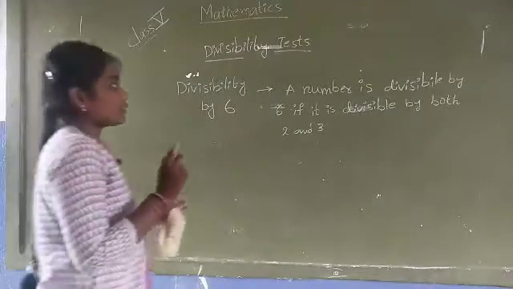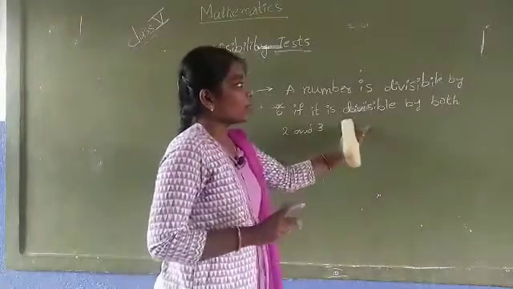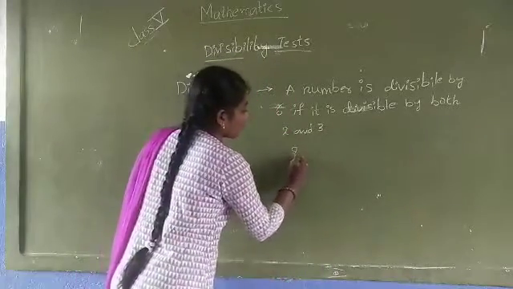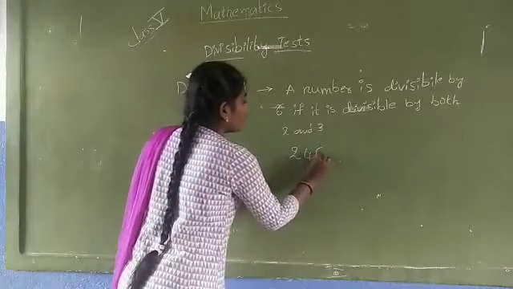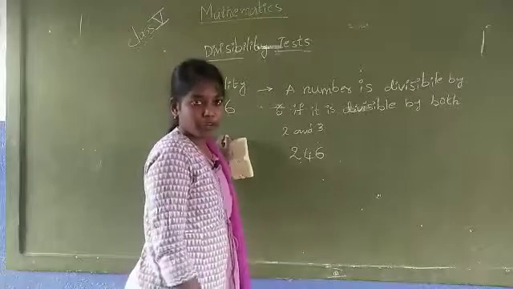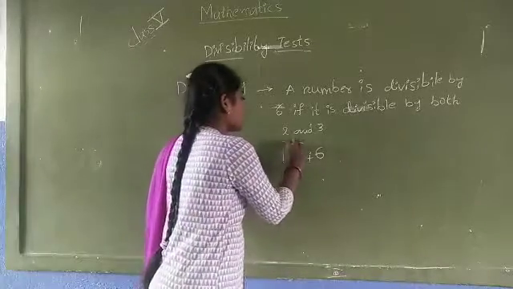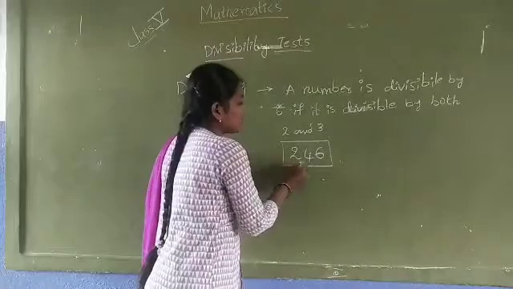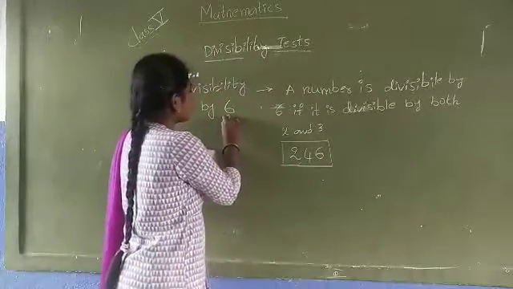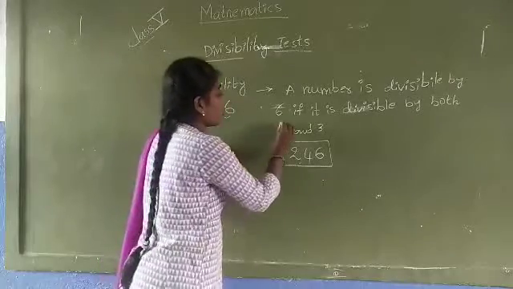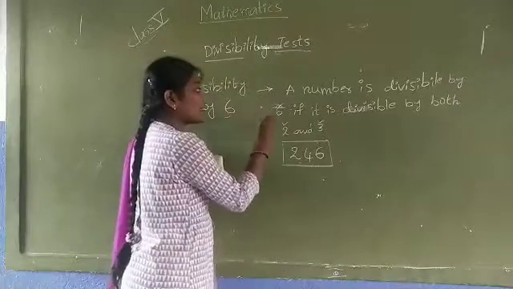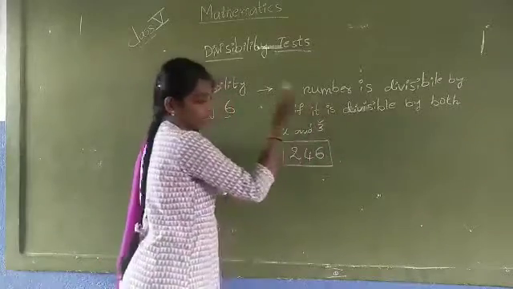A number is divisible by 6 if it is divisible by both numbers 2 and 3. For example, here we have the number 246. Here you have to check whether this number is divisible by 6 or not. By checking for 6, you have to check 2 and 3, because the divisibility rule of 6 is that it is divisible by both numbers 2 and 3.